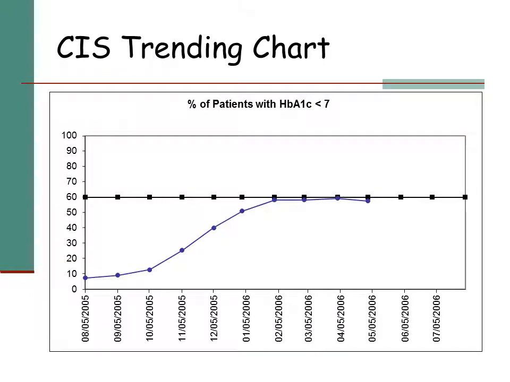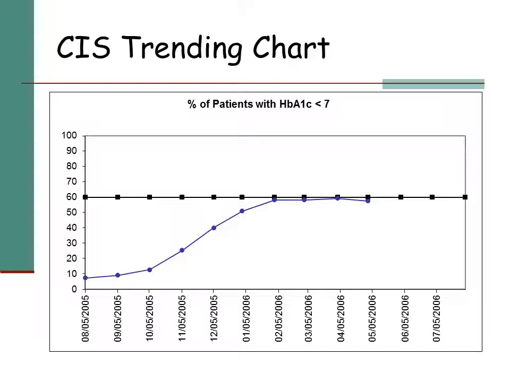This is a trend chart, and I suspect that you've been getting these because of the work you've been doing with the Nebraska project. But what you're looking at here is the percentage of patients, and you see it started out at 8% in August of 2005 and slowly worked up to our benchmark goal of 60% of patients with an A1C of less than 7.